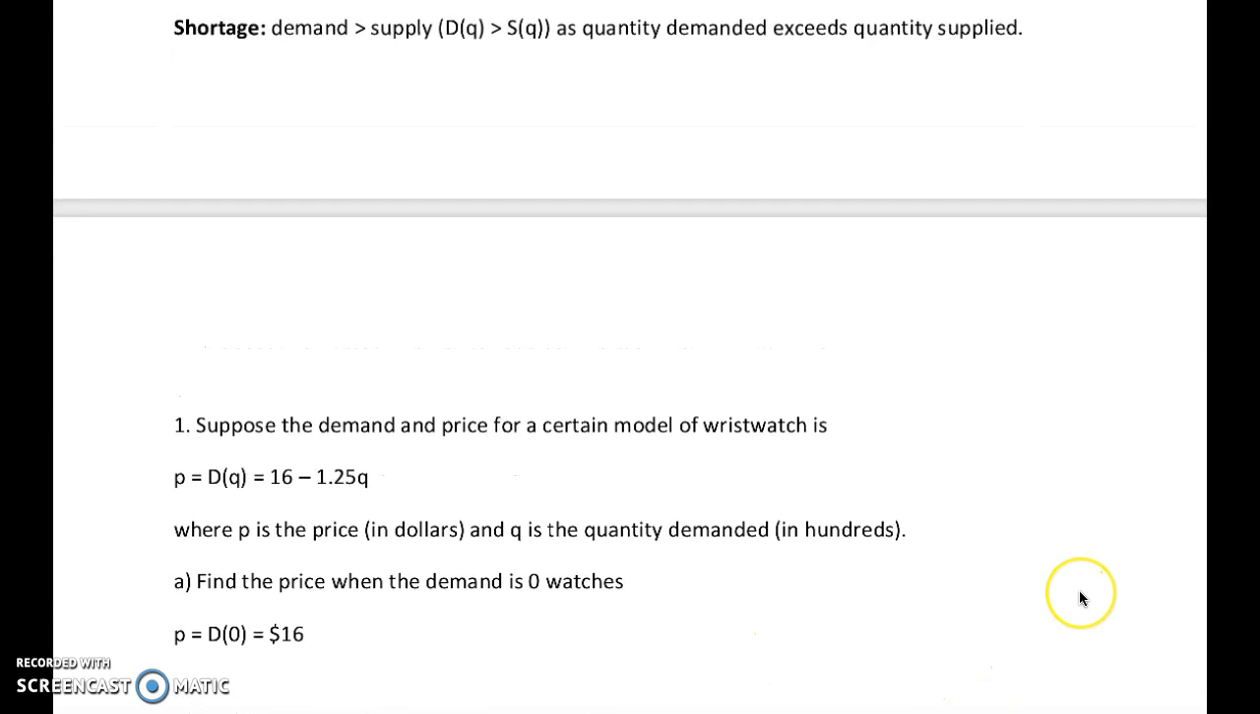Okay. So let's go ahead and look at a problem here. Suppose the demand and price for a certain model of wristwatch is given by this formula. P is the price in dollars, and Q is the quantity demanded in hundreds. This is important. You always need to know what units you're working with. And I want to find the price when the demand is 0 watches. All right. Well, if I'm not selling any watches, the price is going to be $16. This whole piece disappears, and all I'm left with is the 16.